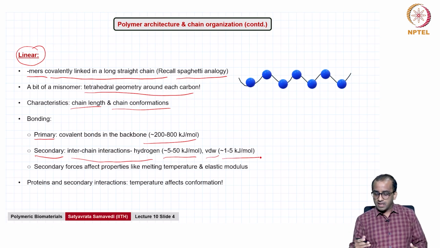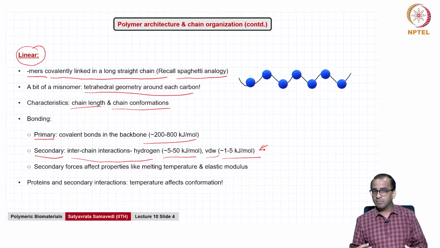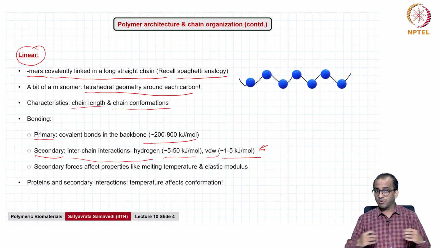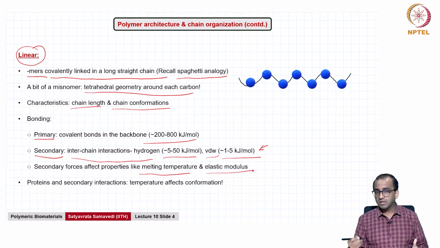But this is a bit deceptive, because for very long chain polymers, especially linear polymers, some of these secondary interactions can become very appreciable, because you now have long chains and extensive secondary forces across the chains, and that can lead to appreciable effects on properties such as melting temperature and elastic modulus.